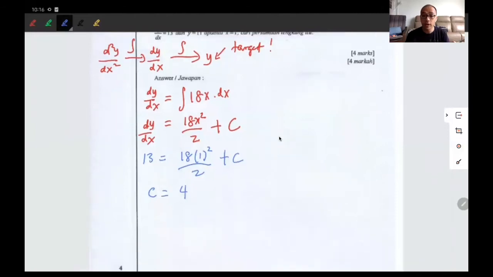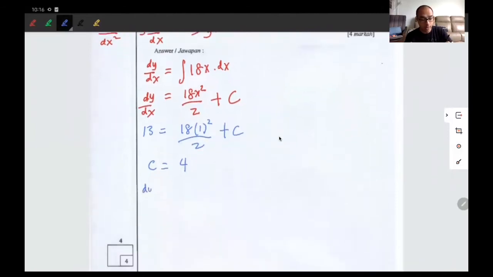Therefore, maksudnya dy dx equals 9x squared plus 4. Saya dapat 9 sebab 18 bahagi 2 lah. 18 bahagi 2 is 9. So, 9x squared plus 4. That is step number 1. But remember, the soalan minta untuk kita mencari y, bukan mencari dy dx. So you have to integrate one more time.